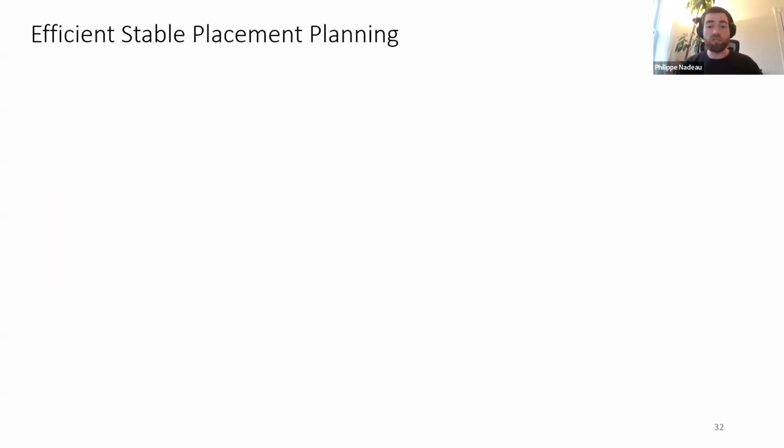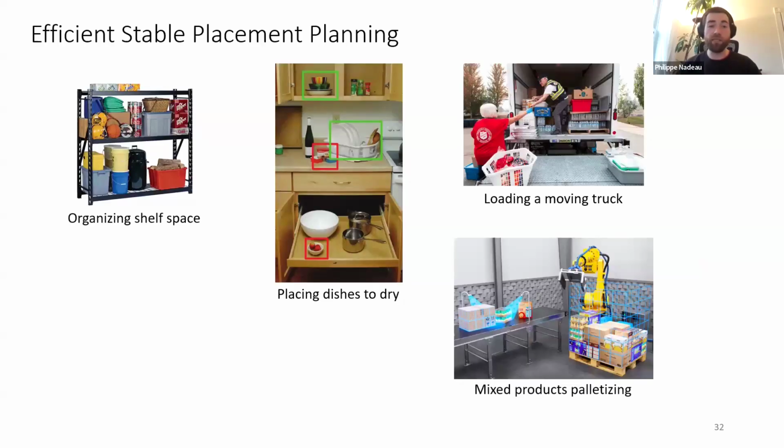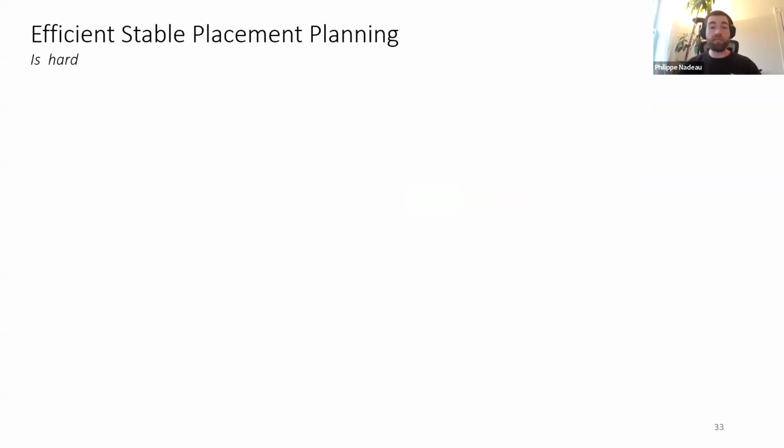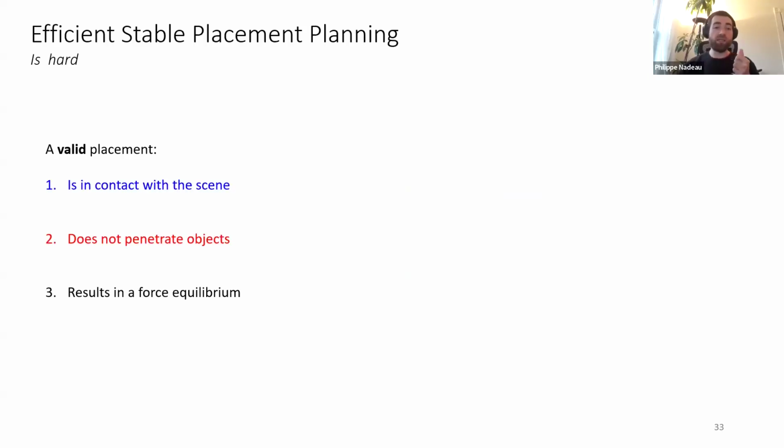There is another task for which my robustness assessment algorithm can be useful. This task is stable object placement planning, a task that is frequently done in a variety of environments. Stable placement planning is very hard due to the fact that a valid placement must be in contact with the scene, yet should not penetrate any object, while also resulting in a force equilibrium.